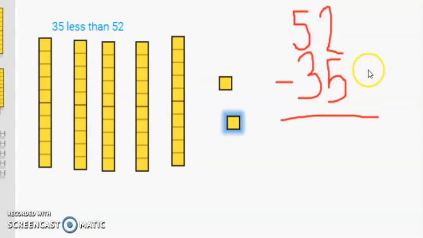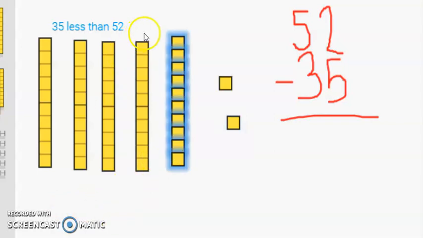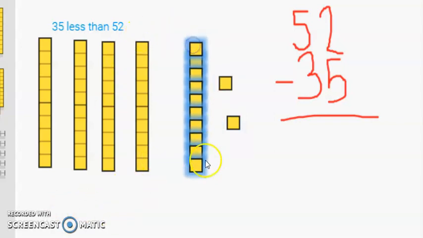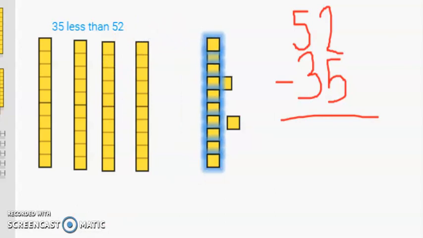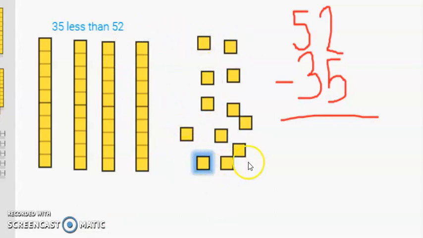So I have my 52 here, and I know that I need to take away first 5 1s. So can I cross out 5 1s? Oh, it looks like I don't have enough. So what am I going to have to do? I can take one of these 10s and I can split it into 10 1s. Now you see that I have 12 1s. So I can actually take away 5 now.